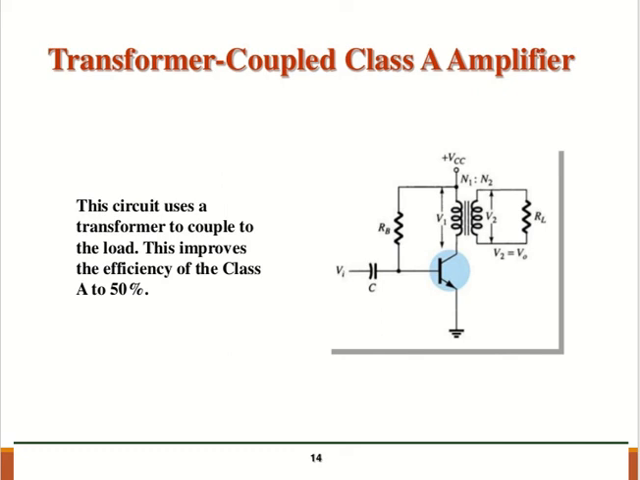Here next we are discussing the transformer coupled Class A amplifier. What is the purpose of the transformer coupled Class A amplifier? We have seen that in the Class A amplifier, the efficiency of the power amplifier is 25%, but the Class A amplifier efficiency can be improved if we connect transformer coupling at the collector end. Now here we are using the transformer coupled Class A amplifier. If we improve the circuit like this, then the efficiency of the Class A amplifier will improve up to 50%.